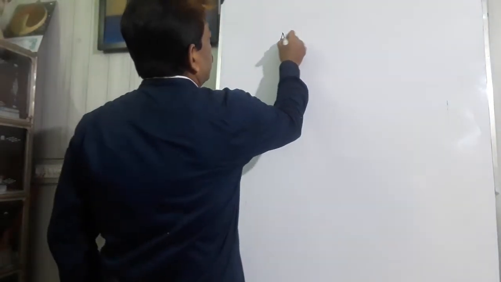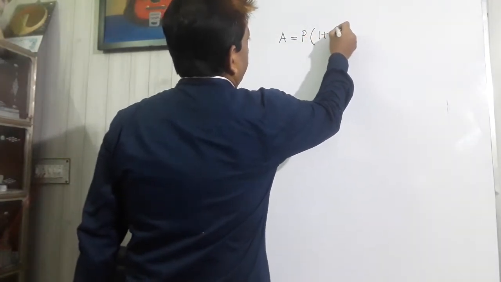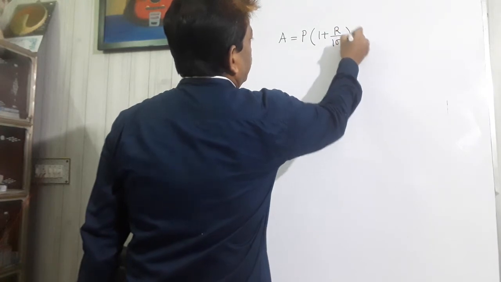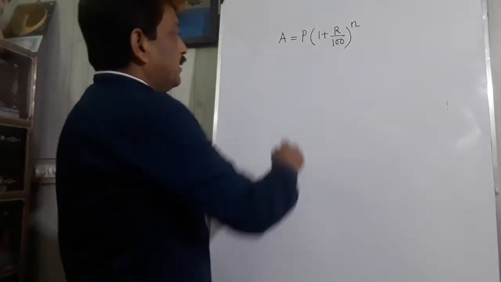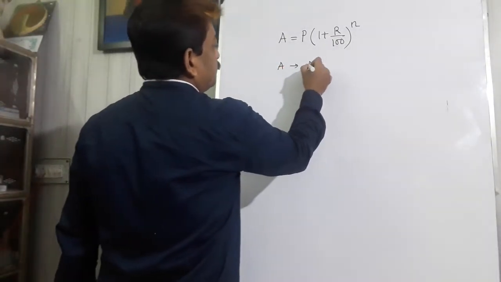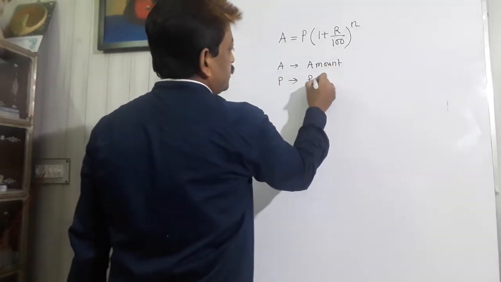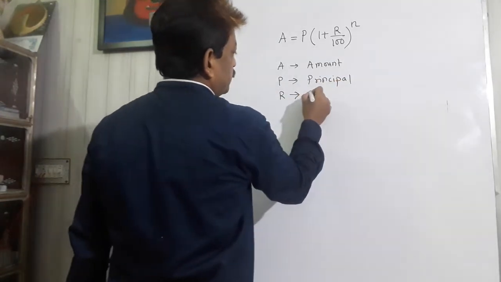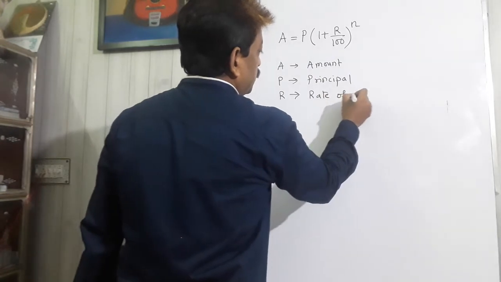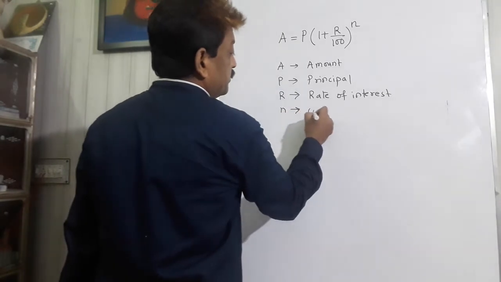So the formula, as you know, is A, amount, equals P, means principal, multiplied by 1 plus R upon 100, that is the rate of interest, to the power n, where A is the amount, P is the sum or the principal money, R is the rate of interest, and n is the conversion period.